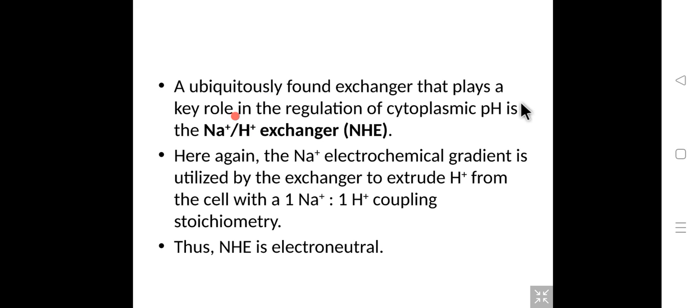A ubiquitously found exchanger that plays a key role in the regulation of cytoplasmic pH is the sodium hydrogen ion exchanger. This is a no-brainer because, as I said earlier, protons are very important in pH control. Here again, the sodium electrochemical gradient is utilized by the exchanger to extrude protons from the cell with a one-to-one coupling stoichiometry ratio. Therefore, the sodium hydrogen exchanger is classified as electroneutral.